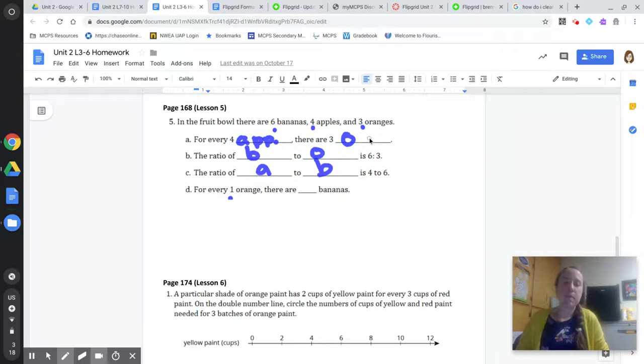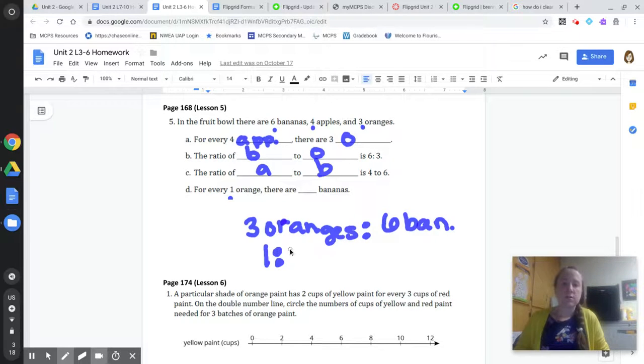So let's look up at our problem. For every 3 oranges, we know, actually 30 is a terrible way to write that because you might think it's 30. The ratio is 3 oranges to 6 bananas. So an equivalent ratio would be 1 orange to 2 bananas.